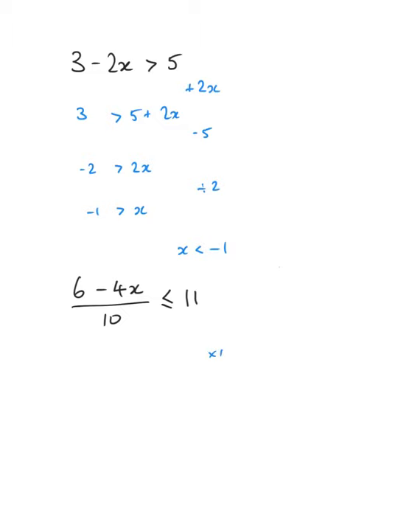So here we'll try another one. I'm going to multiply it by 10 first because it's affecting the whole left-hand side. So 6 minus 4x is less than or equal to 110. I'm going to add 4x to get rid of that negative. Minus 100, so I get minus 94 is less than or equal to 4x, which is going to leave me with minus 23.5 is less than or equal to x.